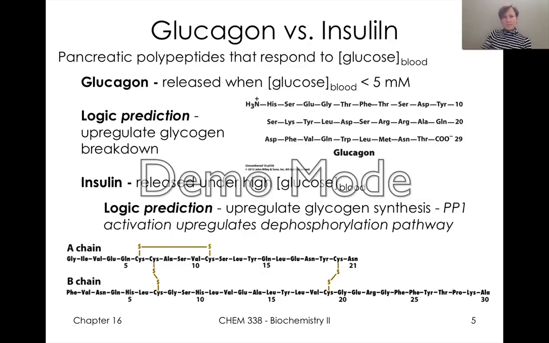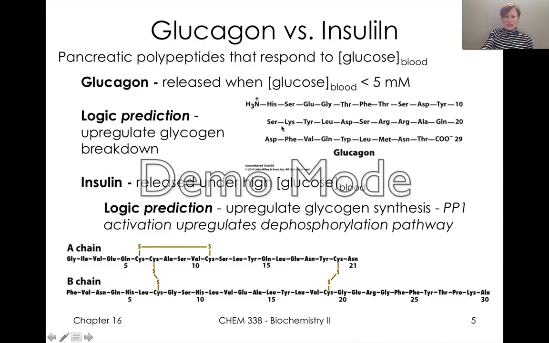The last thing that we'll spend some time with in our in-class activity is thinking about how some different hormonal signals that we've talked about really play into this glycogen regulation pathway. Two that we've already talked about a good bit are glucagon and insulin. They work in opposite scenarios. Glucagon is released when blood glucose levels drop below 5 millimolar, and insulin is released under high blood glucose levels.